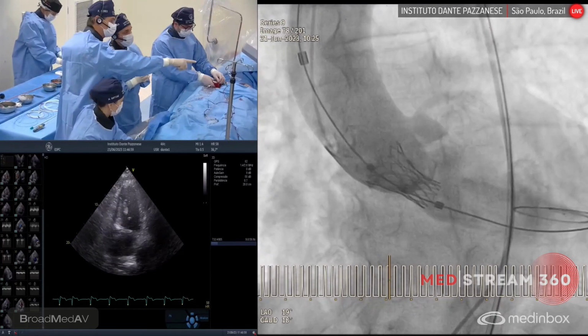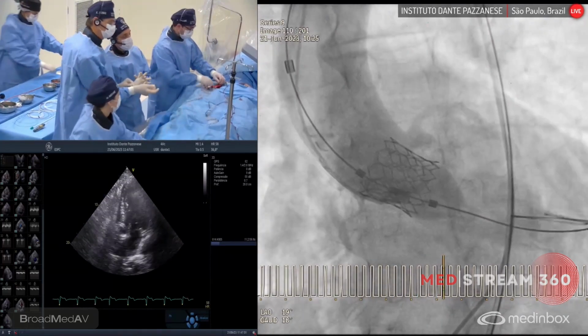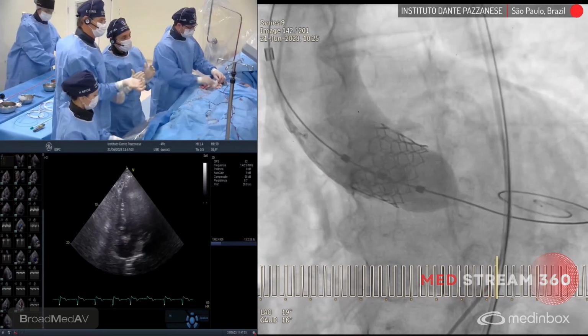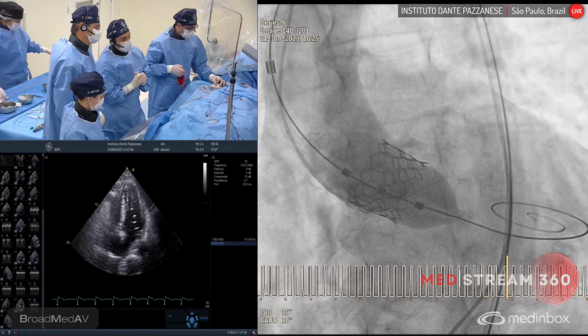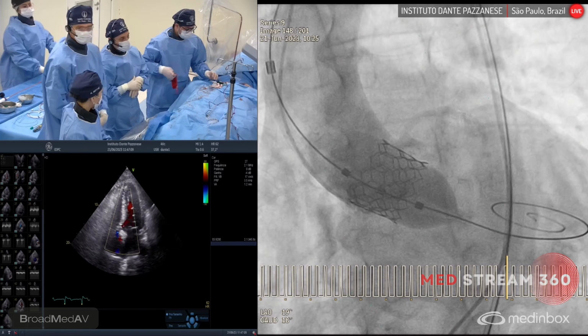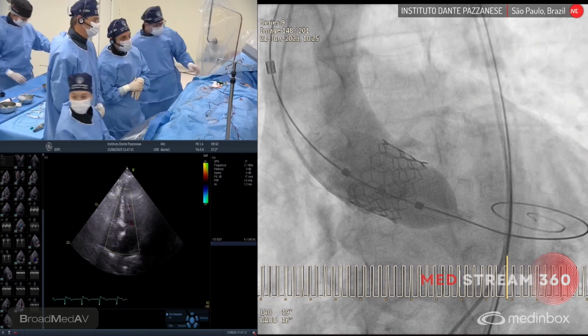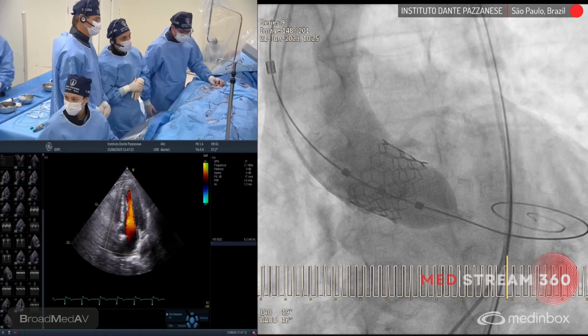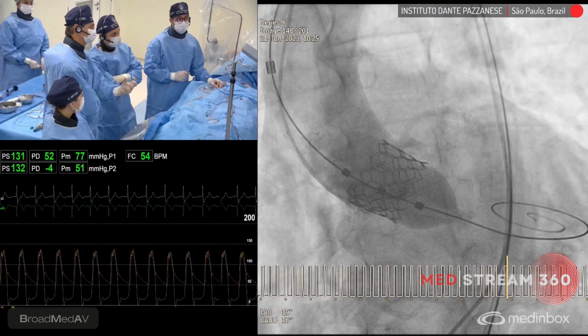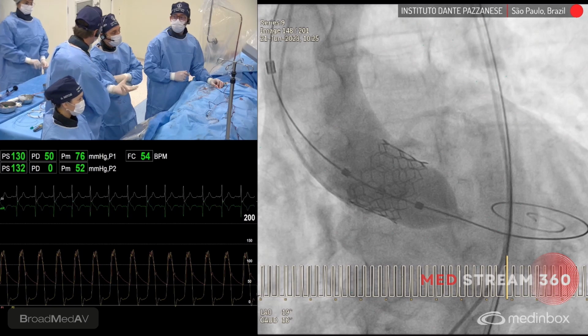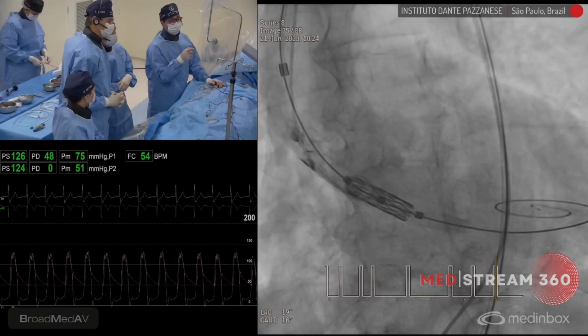I could see that. It's important you explain to people in terms of leaflet coaptation, it's like a volcano. And we tend to implant the valve a little bit higher, also to prevent conduction disturbance. So I saw when Alberto was implanting the valve, he asked for an injection. Is that not common?